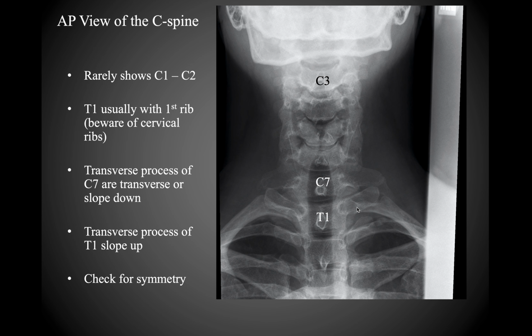And then finally, you want to check for symmetry anytime that you're looking at the spinal column. So in this case, hopefully you've noticed that there is some asymmetry in the image, and you can see right over here where we have a loss of symmetry, and that indicates in this case a cervical rib. So this C7 has a small cervical rib attached to it.